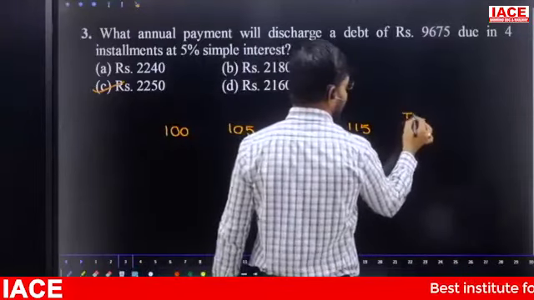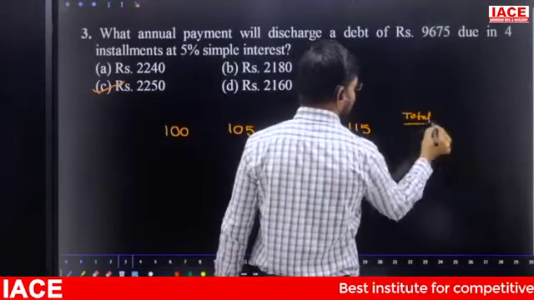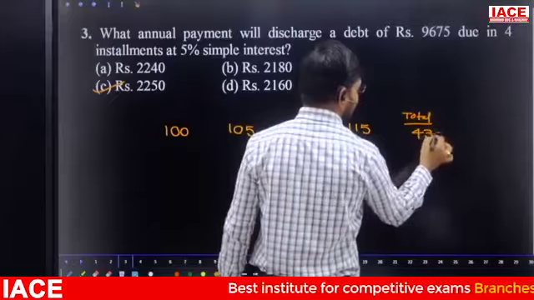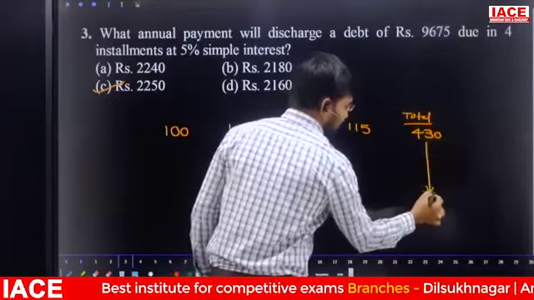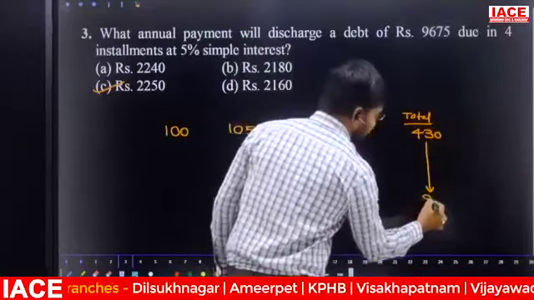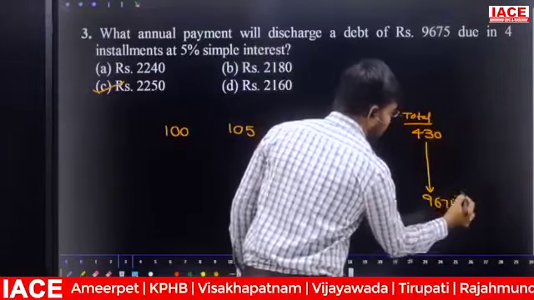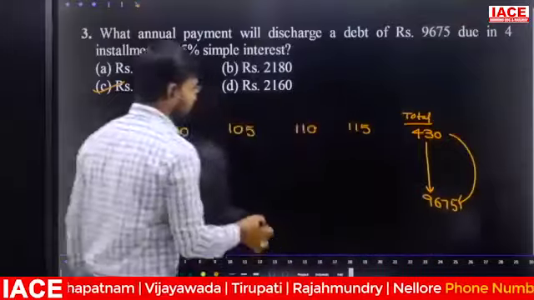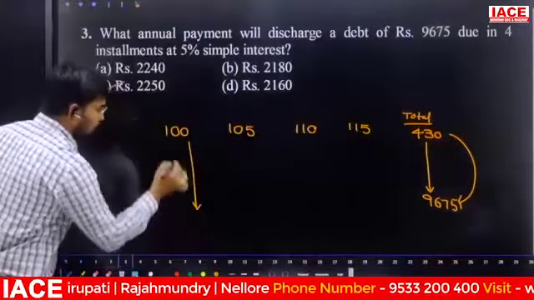Total how much are you paying? 430. But according to our problem, how much in total? 9675. So how many times does it go? That many times it goes.